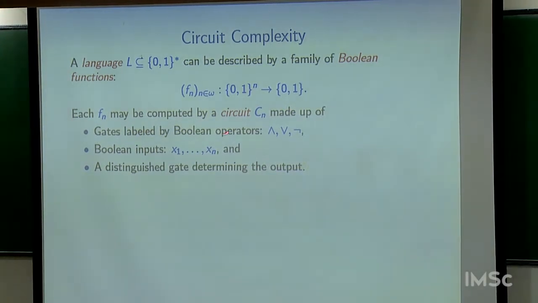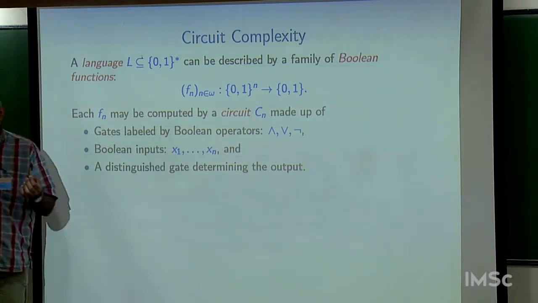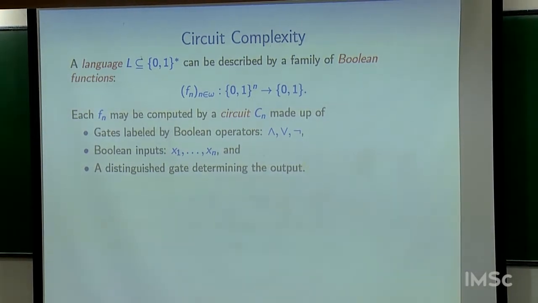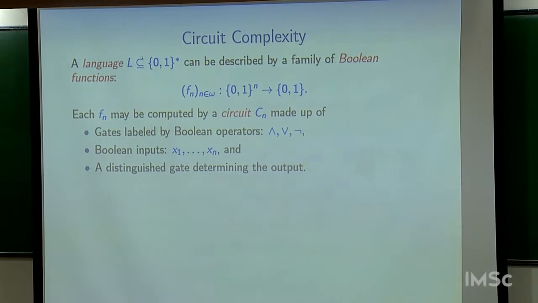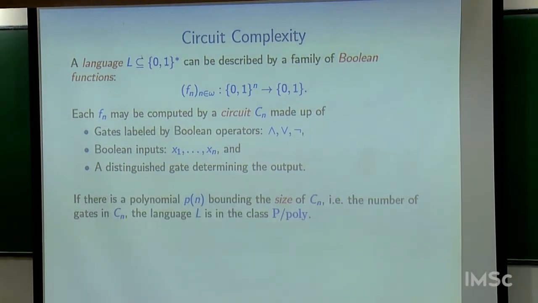Now, we think of the Boolean function as being evaluated by a circuit. I'm not going to define fully what a circuit is. Well, it's a directed acyclic graph. The gates are labeled by Boolean operators. I will consider other operators in a minute. The inputs, that is the sources of our directed acyclic graph with no incoming edges, are labeled by variables x1 to xn, and there's a distinguished gate determining the output. The function f_n computed by the circuit is given by assigning values to the variables and then looking at the value of the output. This is all entirely unsurprising.